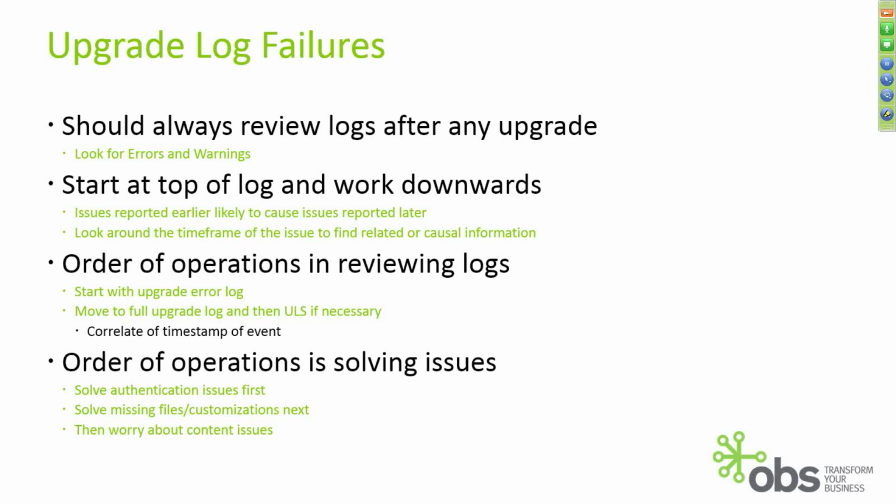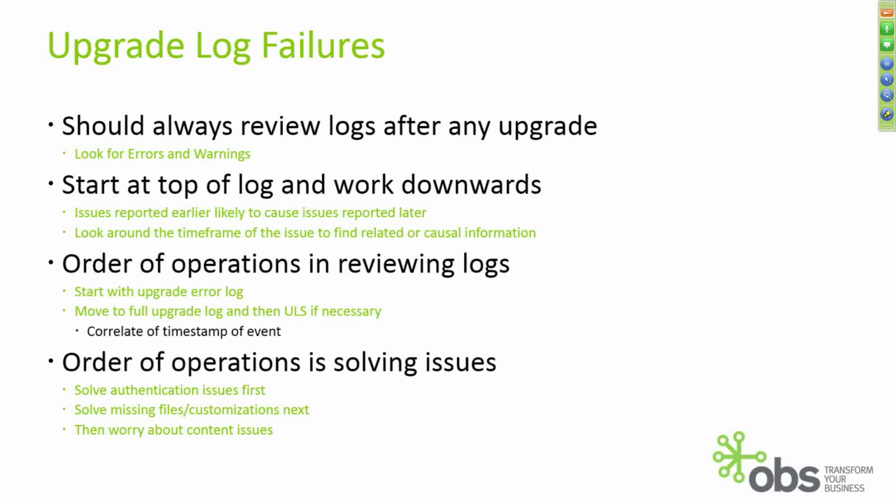Typically the bigger things are worth solving first because they will actually have stopped upgrades from happening. Things like an authentication issue or major blocking customization, so if they can't find some sort of customization that's required, it might again stop the upgrade for that whole site. So you need to solve those, rerun the upgrade for that piece, whether it's a content database or site, and then see if any more issues are being reported. Content issues are the last thing to then look at.